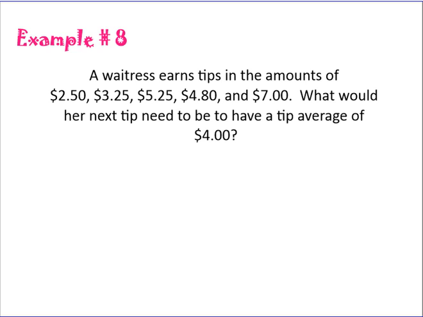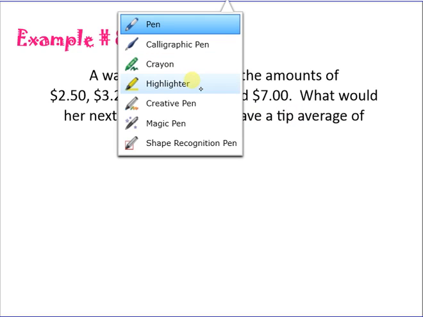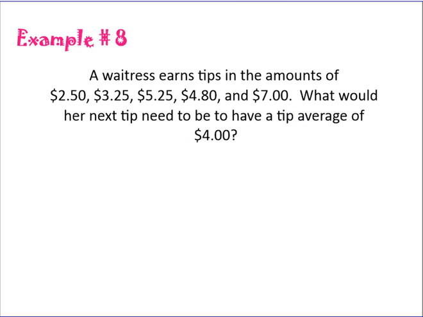All right, example 8. A waitress earns tips in the amount of $2.50, $3.25, $5.25, $4.80, and $7. What would her next tip need to be to have an average of $4? So even though this has decimals in it, it does not matter. What are our given values? $2.50, $3.25, $5.25, $4.80, and $7. And what does our average or our mean need to be? $4.